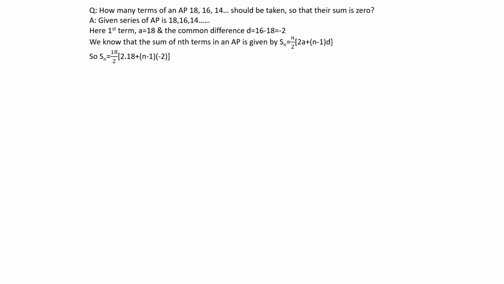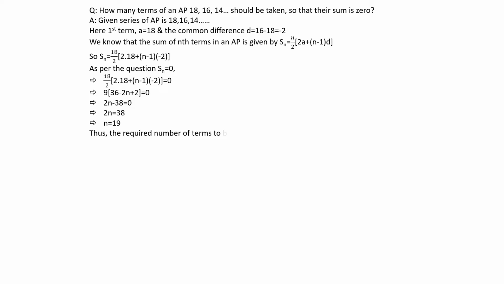So here Sn can be written as 18 by 2 whole into 2 into 18 plus (n minus 1) whole into minus 2. Now as per the given question, Sn equals 0, that means 18 by 2 whole into 2 into 18 plus (n minus 1) whole into minus 2 equals 0. On simplifying we get 9 into (36 minus 2n plus 2) equals 0, or this implies 2n minus 38 equals 0. It means 2n equals 38, or n equals 19. Thus the required number of terms to be taken to get the sum to be 0 is 19, which is the answer.